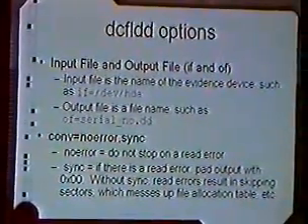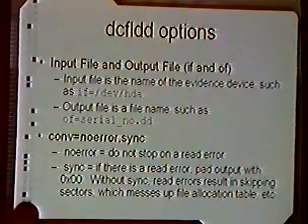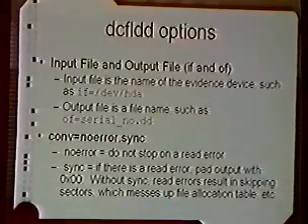The main options you're going to give DCFLDD are the input file and the output file, which is where you're going to read your data from and where you're going to write the output. The input is going to be the raw evidence device, in this case /dev/hda, and the output is going to be a file. So we're just writing it to another file.